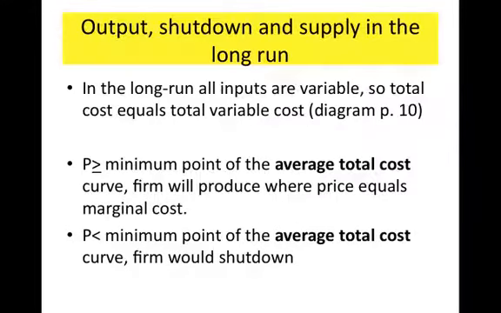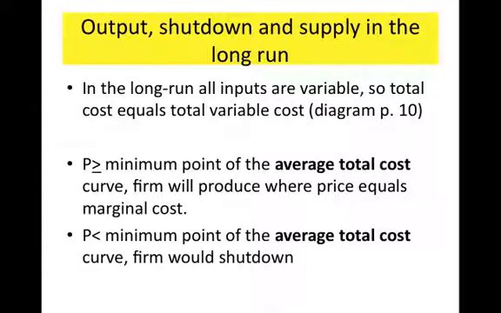I want to finish off talking about decisions in the long run. Up till now, we've assumed that some firms have fixed inputs and that the number of firms is fixed. This needn't be the case, and indeed we could think about a long-run situation where all inputs are variable and the number of firms is allowed to vary. Now, when all inputs are allowed to vary, this changes the structure of the cost curve for the firm. In particular, there's no longer a total fixed cost. That's because all costs are variable. And so the total cost curve becomes the total variable cost curve.